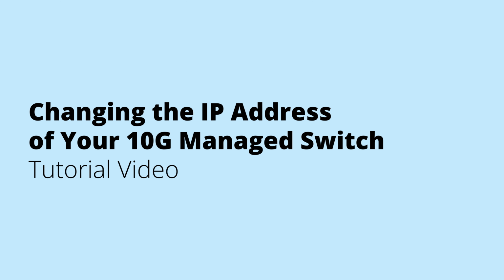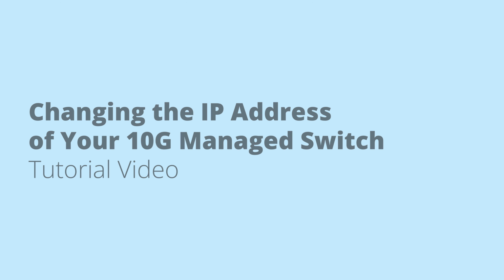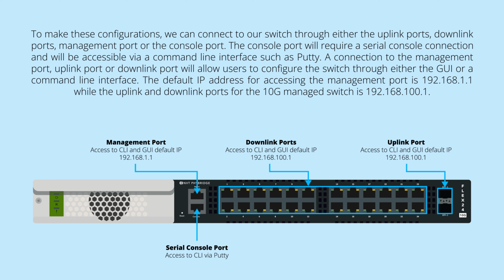My name is Nico, and today we'll be changing the IP configuration of your 10G managed switch. To make these configurations, we can connect to our switch through either the uplink ports, downlink ports, management port, or the console port. The console port will require a serial console connection, and will be accessible via a command line interface such as PuTTY. A connection to the management port, uplink port, or downlink port will allow users to configure the switch through either the GUI or a command line interface.